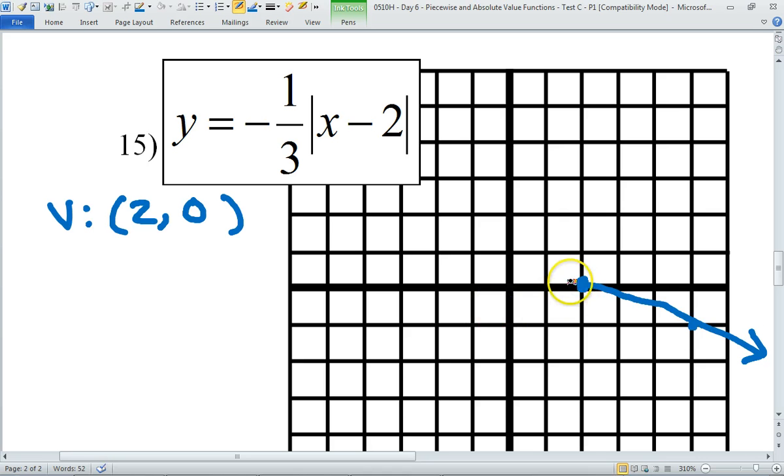Now I reverse it for the V. So down 1, left 3 like this. So that gives me that side of the branch. So that's how I did number 15. That's it. Any questions on that?